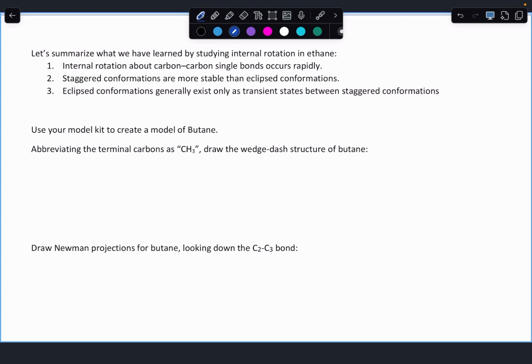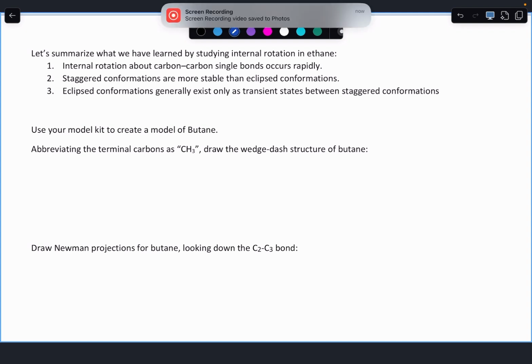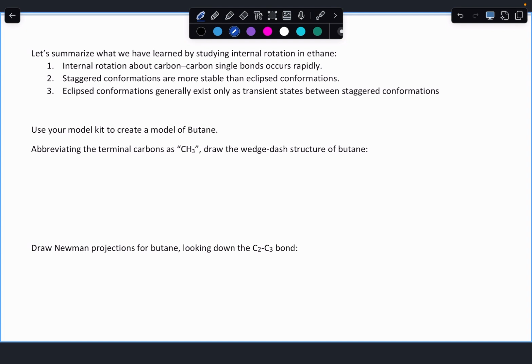I'm going to look down carbons 2 and 3. So now we're focusing in on this carbon-to-carbon bond. Right now I have it as a staggered orientation. It could be eclipsed, staggered, eclipsed, staggered, eclipsed, staggered. The terminal carbons are CH3, so that's just the carbons at the end of the molecule. These 2 CH3 groups, but we'll draw out wedges and dashes for the carbons 1 and 2.